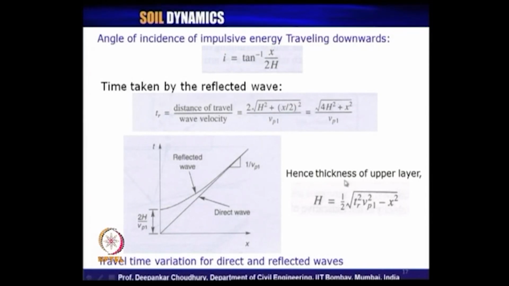So, the thickness of the upper layer can be computed if you simplify this expression and put it in terms of h. You will get the expression in terms of h like this, in terms of time taken by the reflected wave and the primary wave velocity in the first media and the x distance between the source and the receiver.